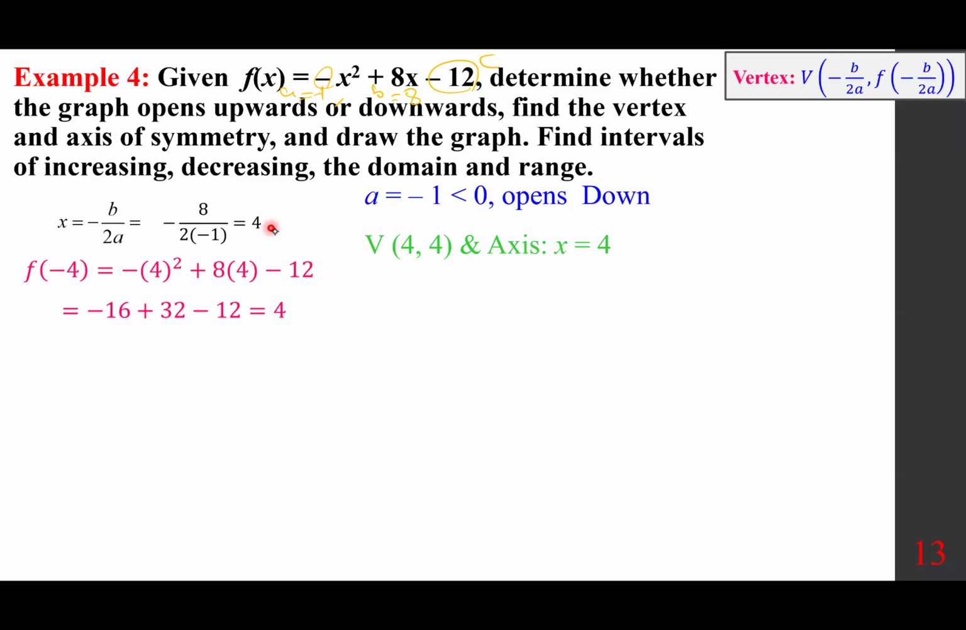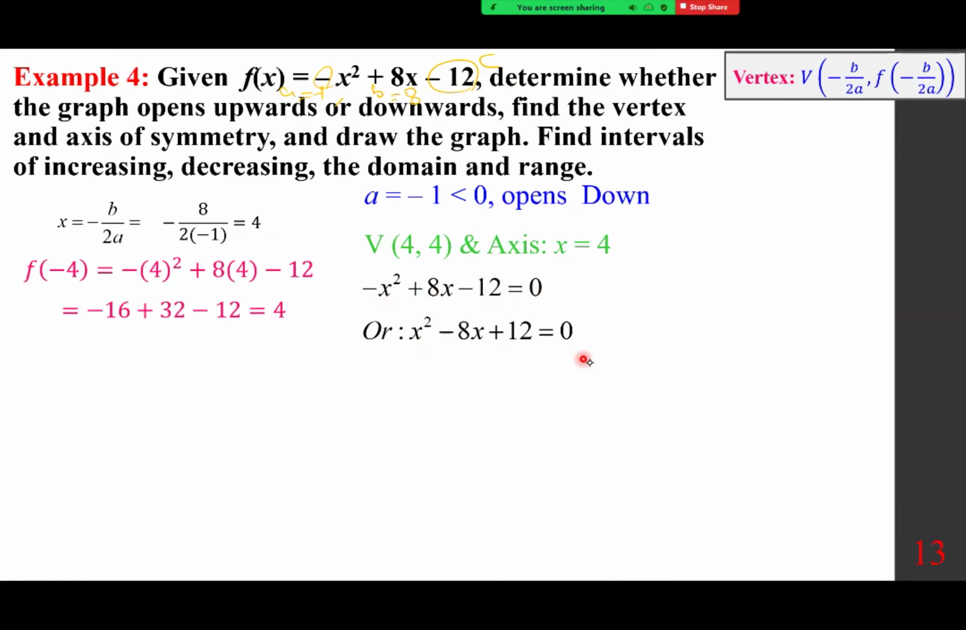The y-intercept is located at 0, negative 12. For the x-intercepts, we set this equal to 0, and to do so, it's easier to factor it this way. So we multiply by negative 1 and it becomes x squared minus 8x plus 12, and we can factor it into x minus 6 times x minus 2. So x has two answers, 6 or 2. This means 6, 0 and 2, 0. So let's put all of them into a table.